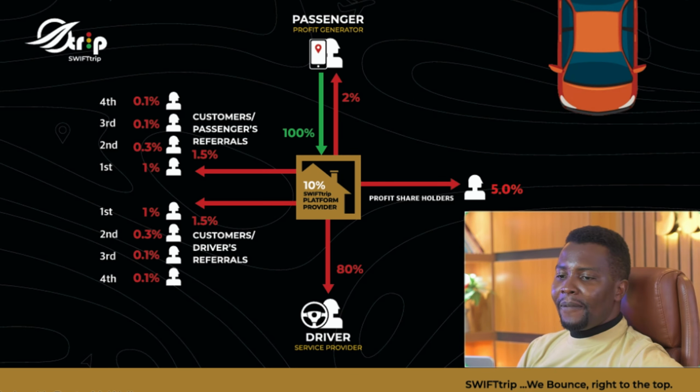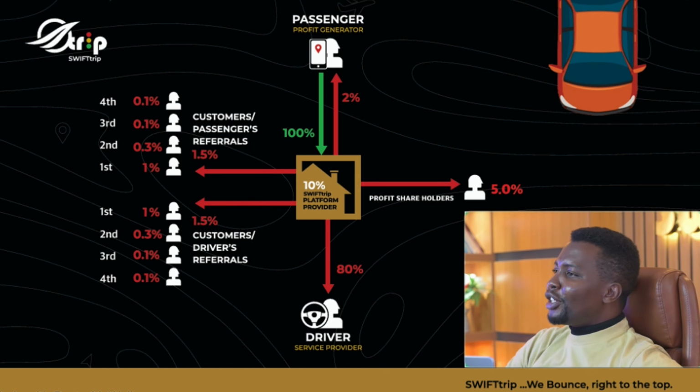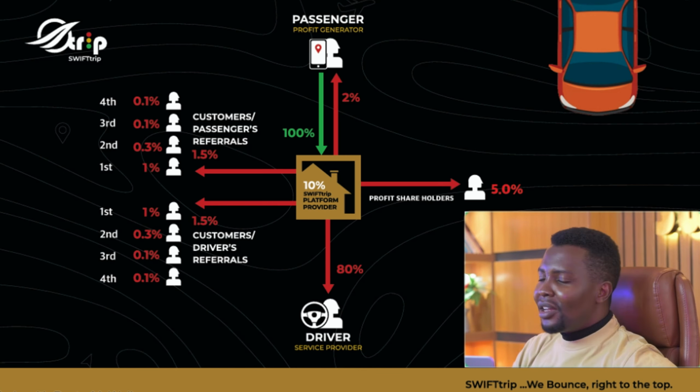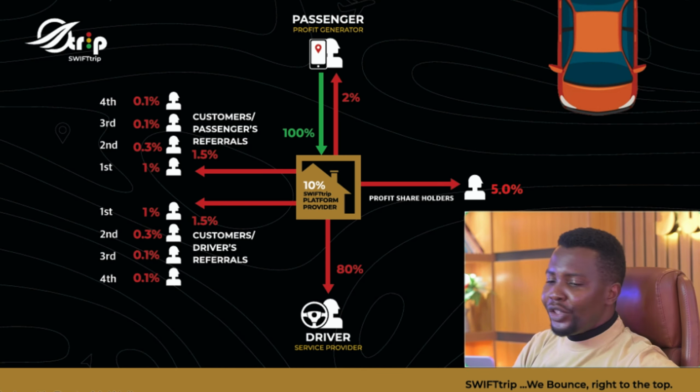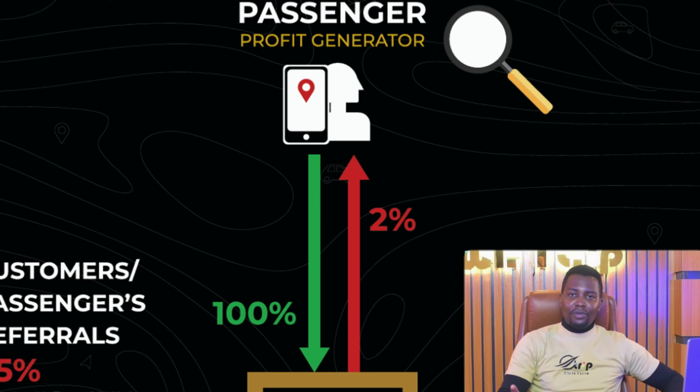You can see it starts from the passenger, who is regarded as the profit generator. That passenger pays whatever, in whichever currency, whichever amount, it is considered as 100%. That's how the company would sum it up to share or distribute profits around to the needed parties. First beneficiary is the person who pays the money. Incredible. He gets 2% out of it.